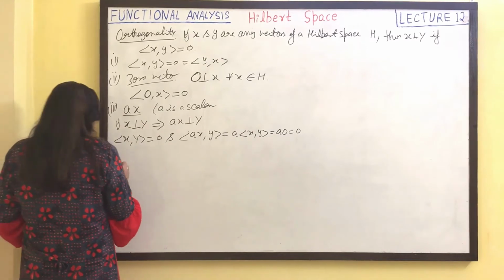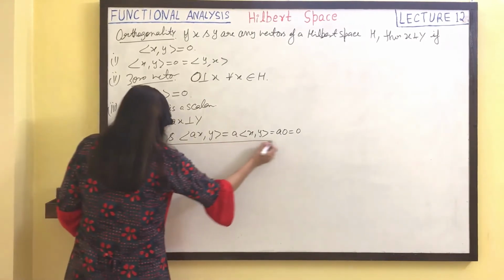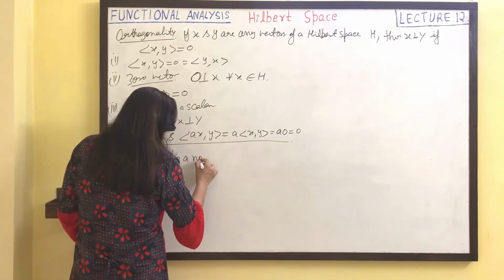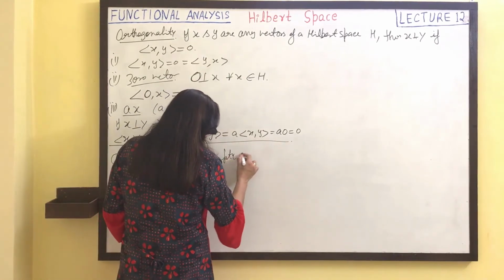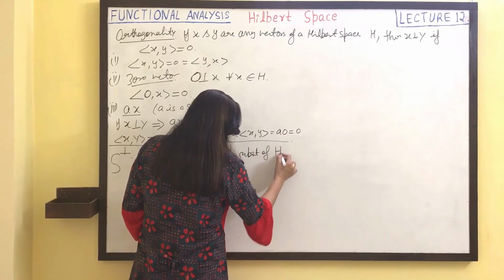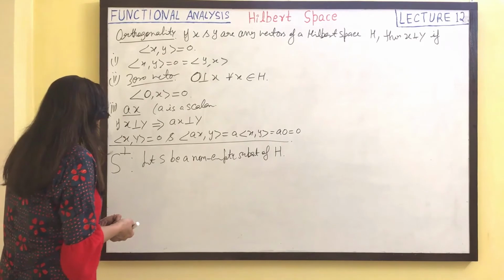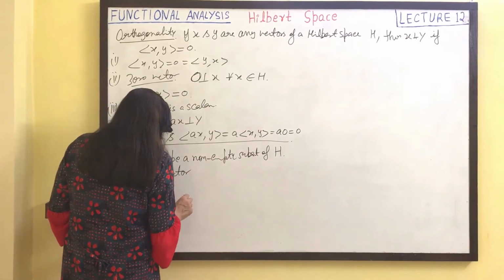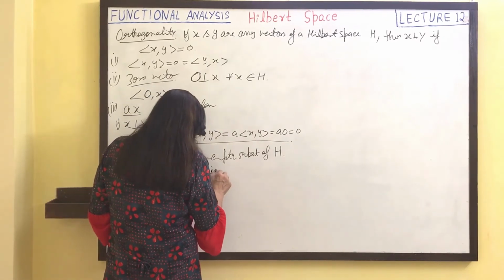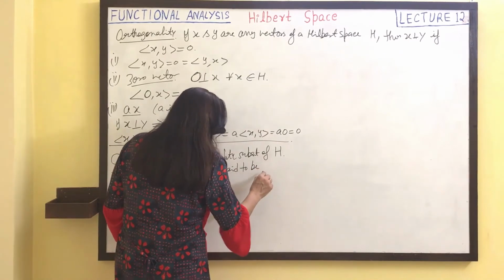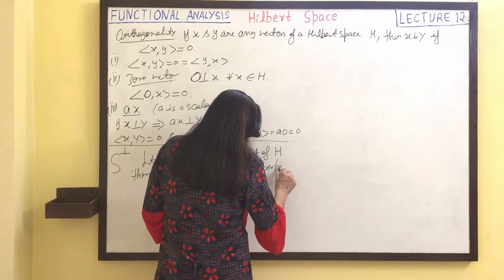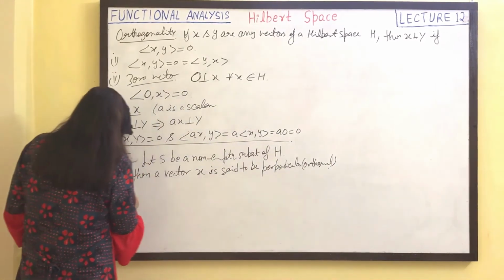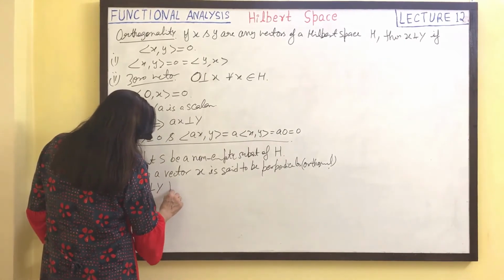Now we define a set S perpendicular. Let S be a non-empty subset of H. Then a vector x is said to be perpendicular, or you can say orthogonal, if x is perpendicular to y for all y in S.